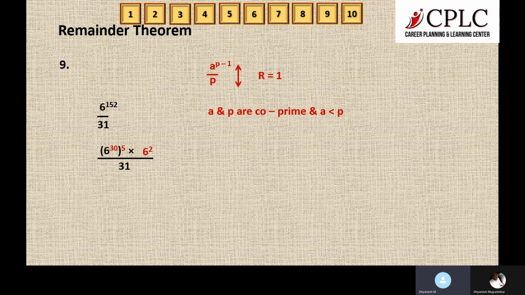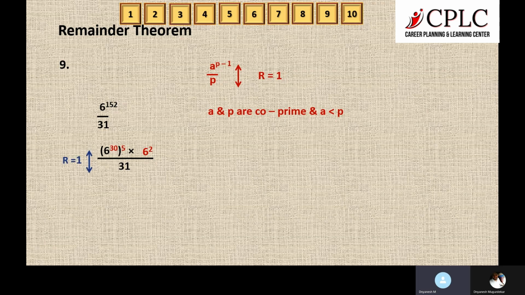So the power 152 can be adjusted as 6 raised to 30, the whole raised to 5, into 6 raised to 2, laws of indices purely, the whole thing divided by 31. And now you will see 6 raised to 30 upon 31 is of this type, a raised to p minus 1 upon p, where 6 and 31, a and p, are co-prime, and a is less than p. So the answer for that remainder is 1. So left side, your remainder is 1.